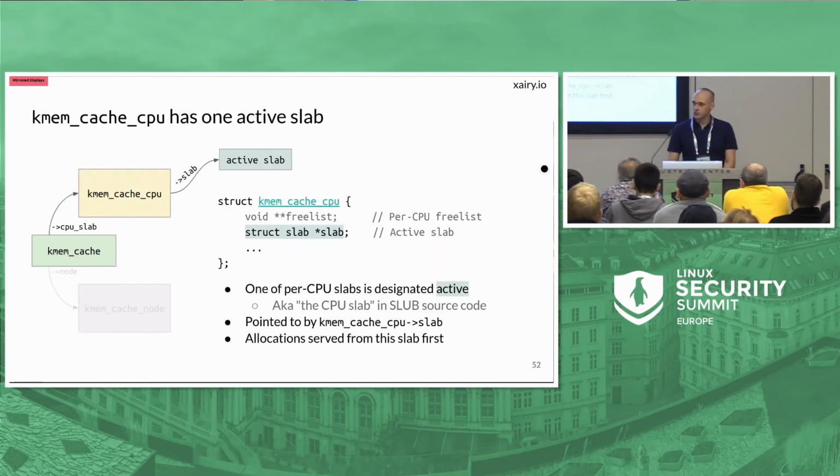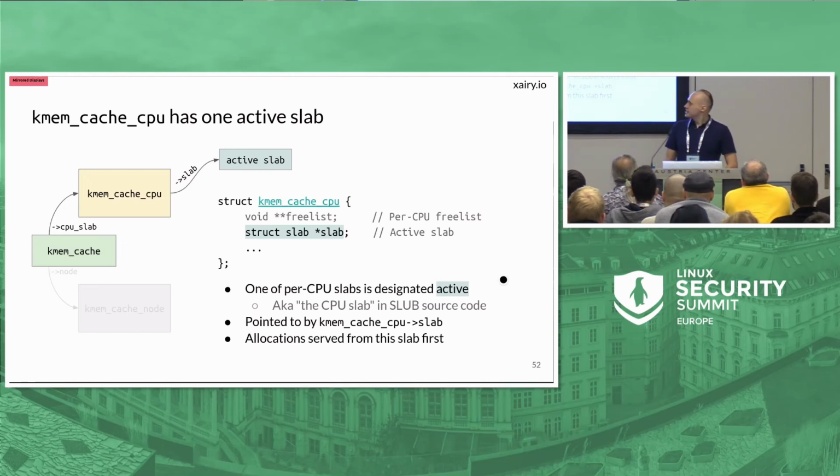One of the per CPU slabs that you have for each CPU is designated as active. Active is the word that I use to describe the slab, but if you check out the SLUB allocator source code, you will see that they call the slab the CPU slab. I think it's a bit confusing when you have the CPU slab and other CPU slabs. So instead, I use the word active slab for the active slab, and the other slabs I'm going to call per CPU partial slabs just to avoid confusion. This is also what most external write-ups do. If you're reading some exploitation write-ups about the SLUB allocator, it's going to use the keyword active.